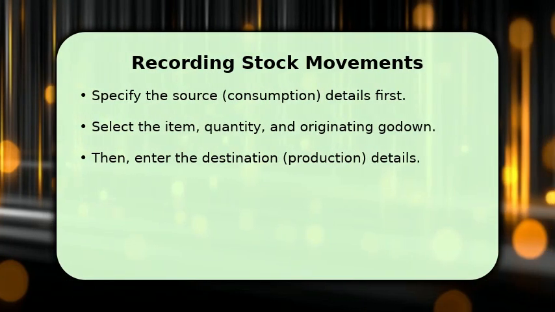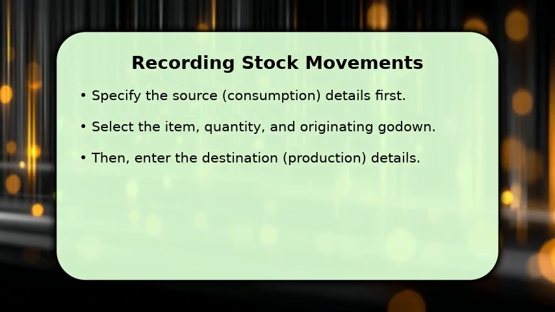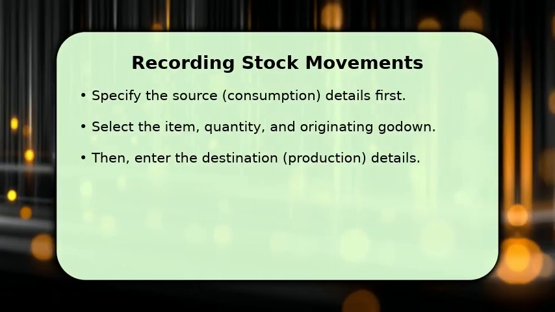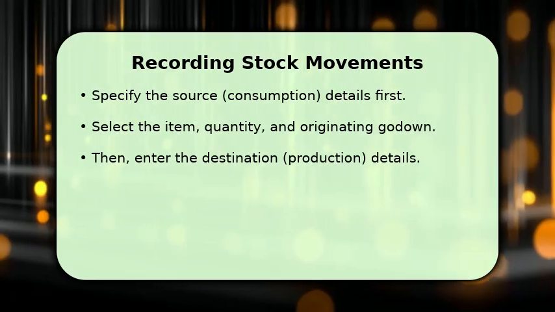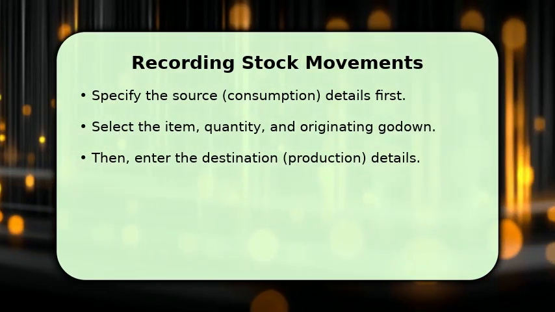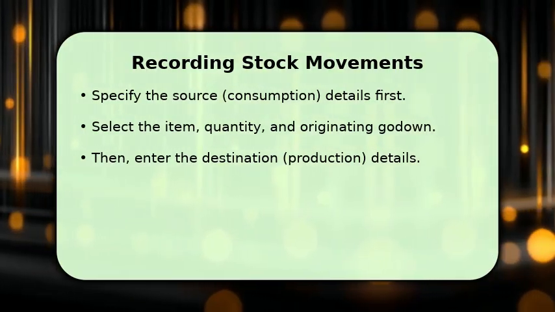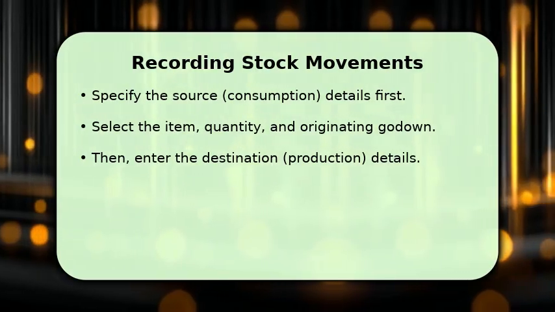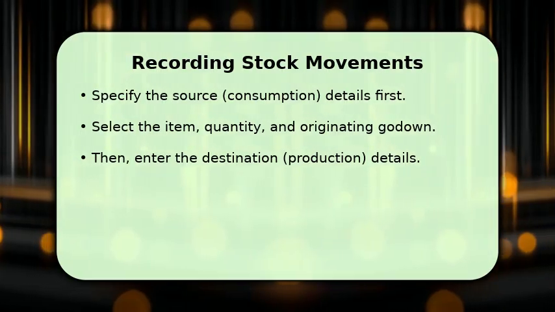Once the Stock Journal voucher is open, you will see two main sections: Source Consumption and Destination Production. First, under the Source section, select the stock item you are moving, specify the quantity, and choose the godown from where the stock is being transferred. Next, move to the Destination section. Here, select the same stock item, enter the quantity being received, and choose the godown where the stock is going. The rate and amount will often pre-fill automatically.